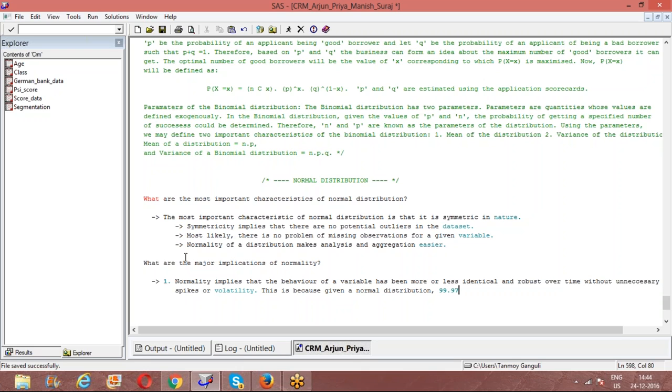Given a normal distribution, 99.97% of the values must lie within the mu plus minus 3 sigma interval, right? So 66.67% of the observations must lie between mu plus minus 2 sigma. Therefore, if any of the values lie beyond mu plus minus 3 sigma, then that clearly indicates that there is some abnormal change in the behavior of the variable.